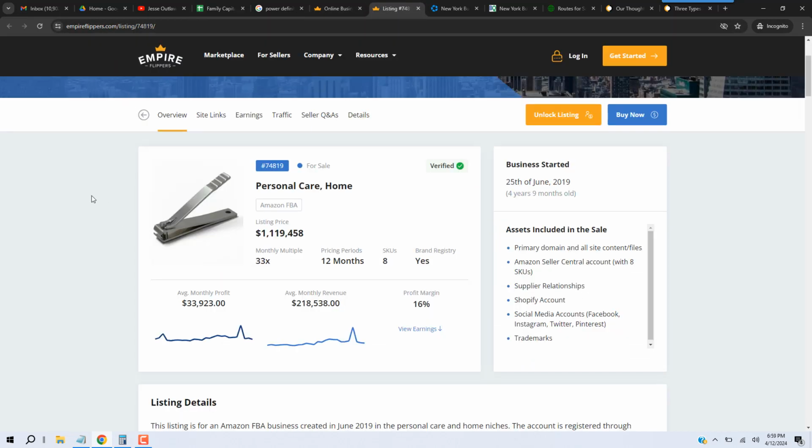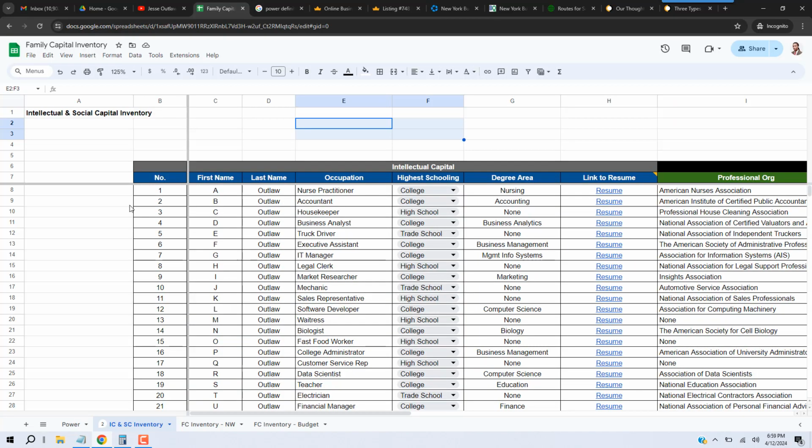We go down and say, just for example, the businesses on this site are online businesses. As you can see, it says Amazon FBA. That's basically an online store. So we need people with the skills that are necessary to run an online store. We take a look at the family and say, okay, do we have people who have some kind of tech background? We have an IT manager here.